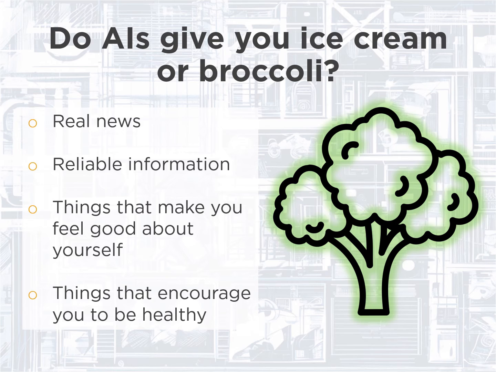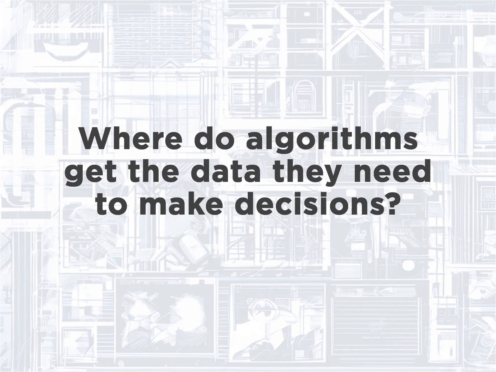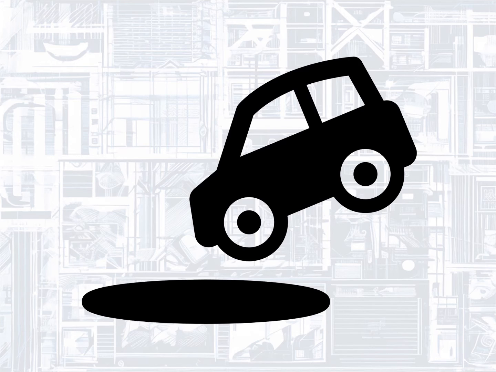You might think of examples like real news, reliable information, things that make you feel good about yourself, or things that encourage you to do something healthy or meaningful. We already talked a bit about how algorithms get input, the information they need to make decisions. Let's look at an example of how that might play out.